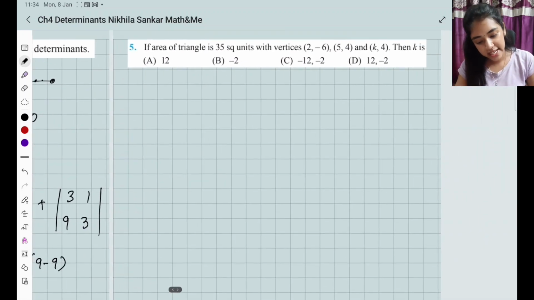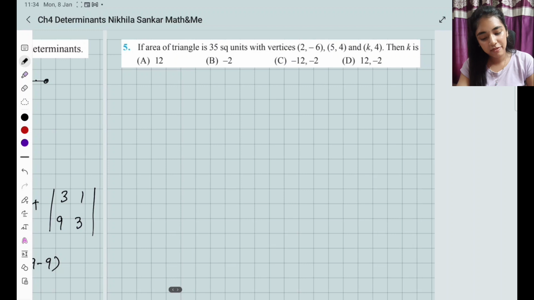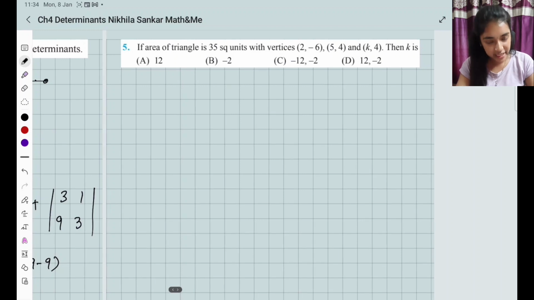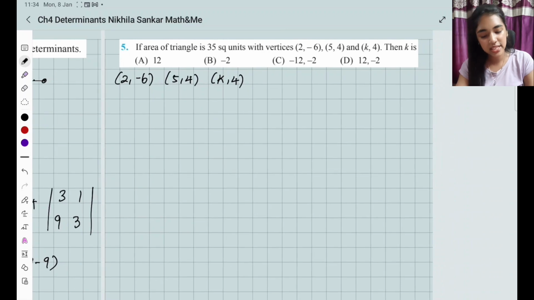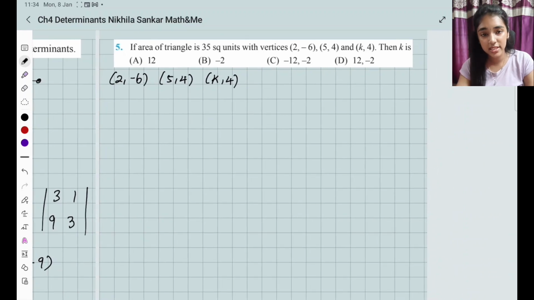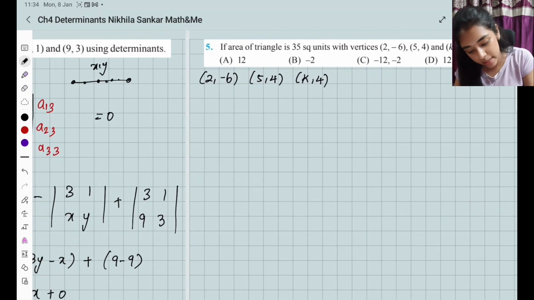Last question of the exercise. If the area of the triangle is 35 square units with vertices, then find k. So now they have given 3 points: (2, -6), (5, 4), and (k, 4). These are the 3 different points, and the area of the triangle is given to be 35 square units. Now what am I going to do?